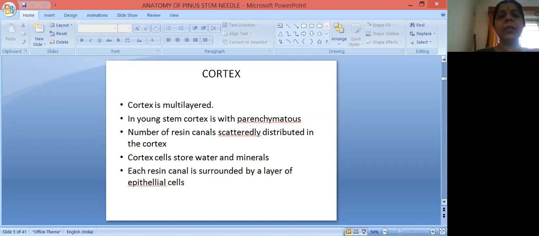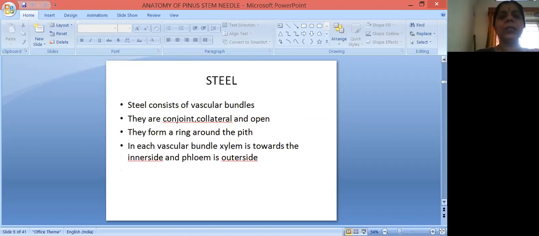Each resin canal is surrounded by a single layer of epithelial cells. So the presence of resin canals is the most important and common identification feature in Pinus. All plant parts consist of resin canals. Now, cortex cells store water and minerals. They are parenchymatous, and epithelial cells surround the resin canal.